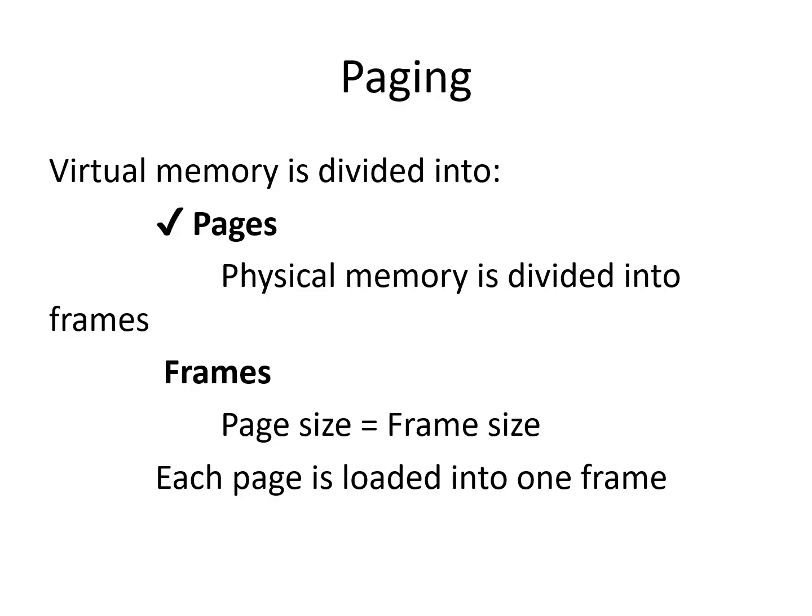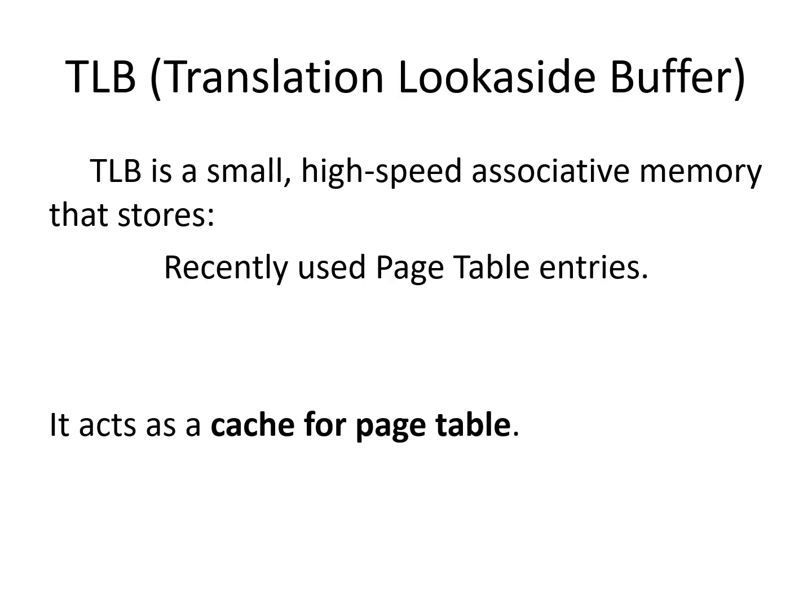The second one is paging. Paging means the virtual memory is divided into fixed size blocks. The fixed size blocks are called pages. Similarly, physical memory is divided into frames. Each page is mapped into a frame in RAM. The page size is always equal to the frame size in paging. Paging helps efficient memory utilization and avoids external fragmentation.